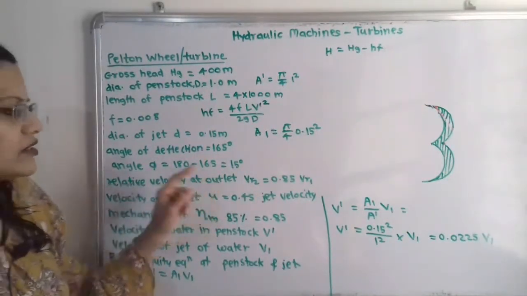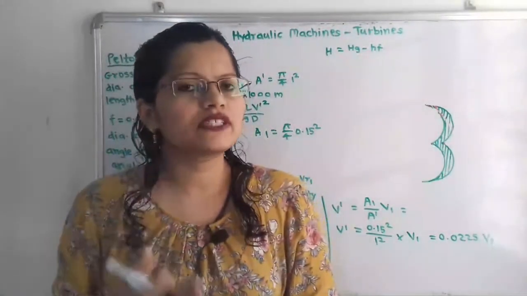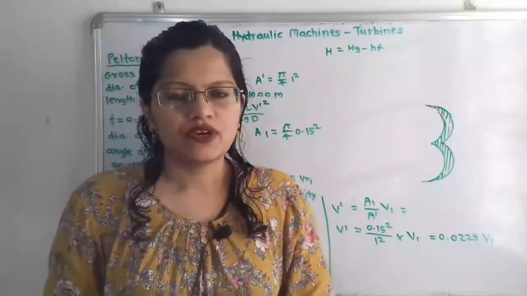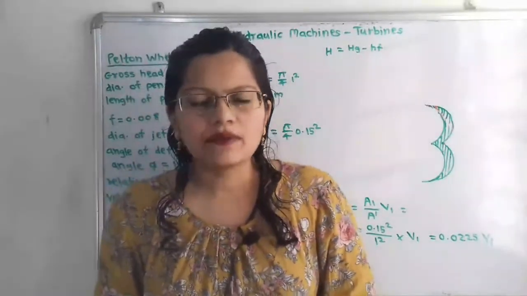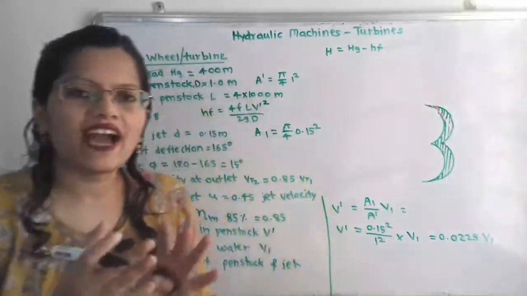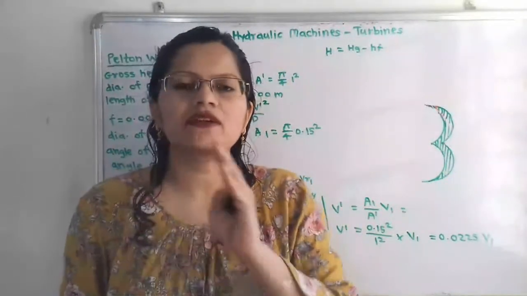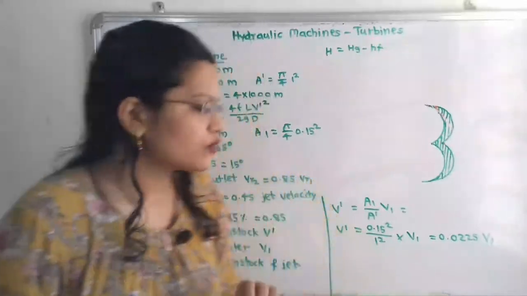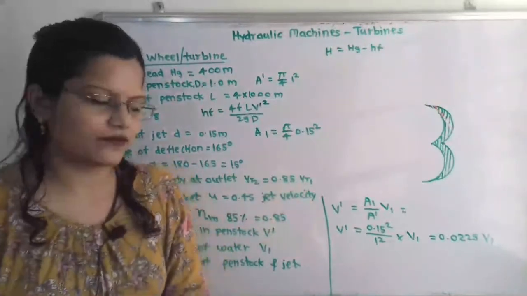Then the relative velocity at outlet. It is given that the relative velocity at outlet is reduced by 15%. Why is it reduced? Because of friction. That means it is reduced by 15%, so out of 100% we have to subtract this 15%, that is 100 minus 15, which is 85% of VR1. So we take VR2 is equal to 0.85 VR1.